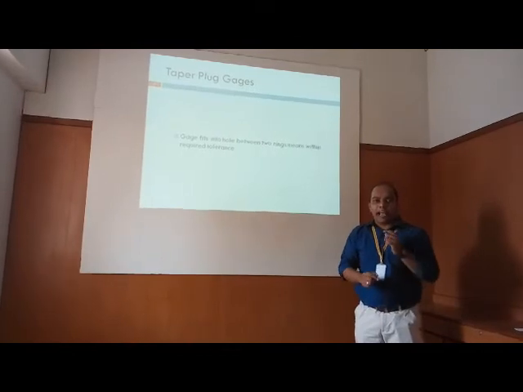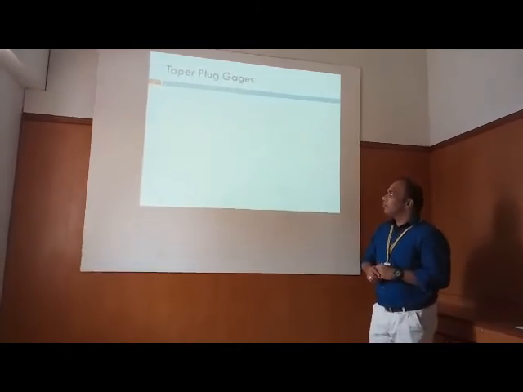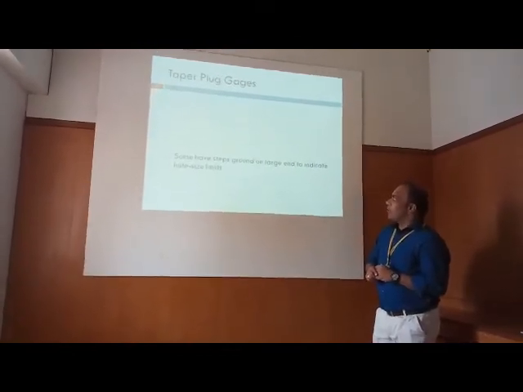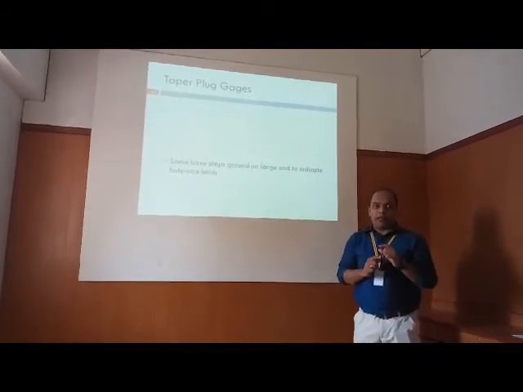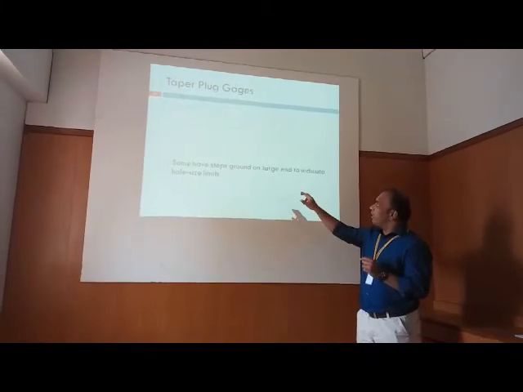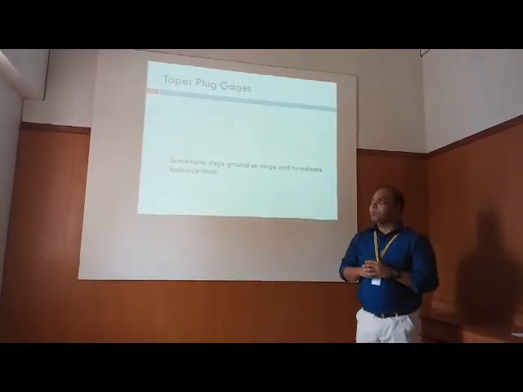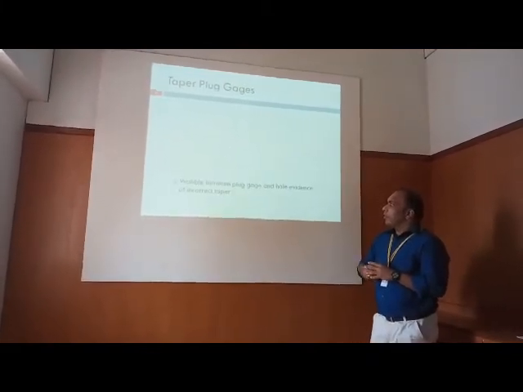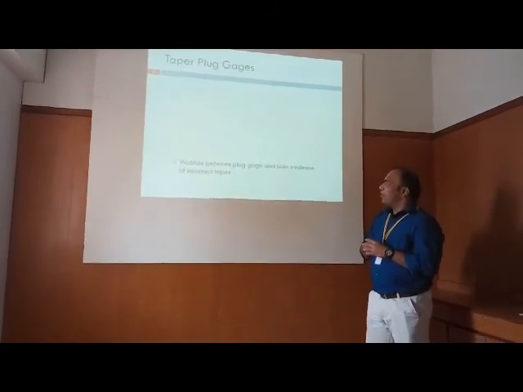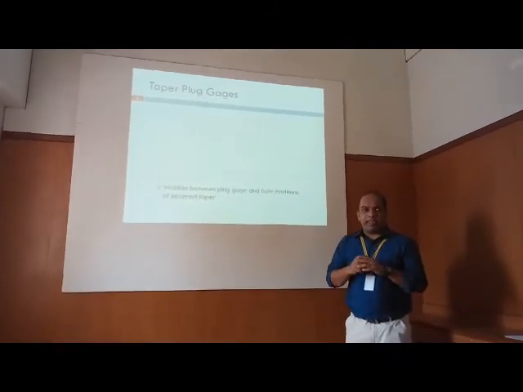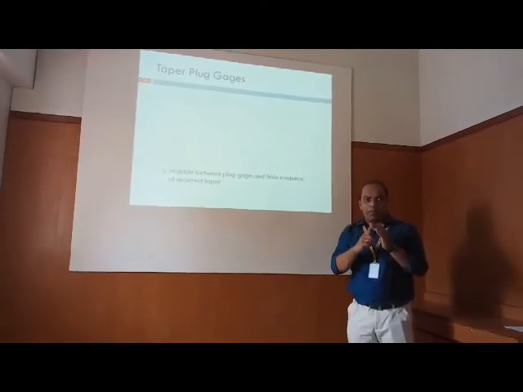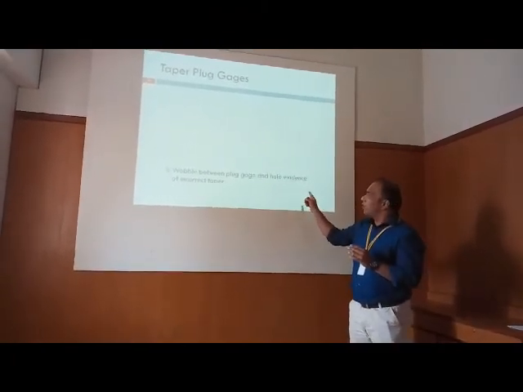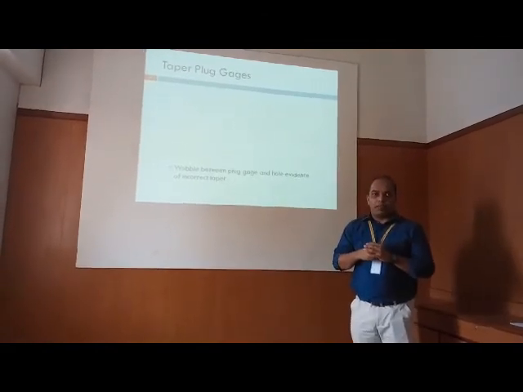That means they are in the acceptable region. Some have a staked ground on the large end to indicate the hole size limit. Different holes have different sizes, so it is indicated using steps. Wobble between the plug gauge and hole is evidence of incorrect taper. That means there should not be any wobbling or up-down movement, so that an incorrect taper may be noticed.